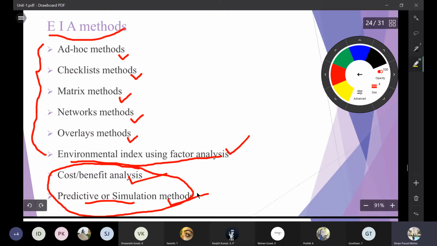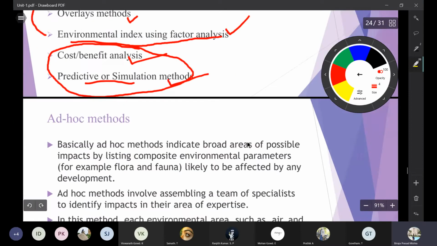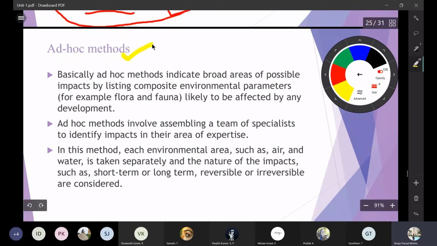So if you go to the next slide, you can see that the next slide explains about the first method, that is the ad hoc method. Okay, so basically ad hoc method, what it does, it indicates some broad areas of possible impacts by listing composite environmental parameters. For example, the flora and fauna, it will list all those parameters which are likely to be affected due to any kind of development in that area.